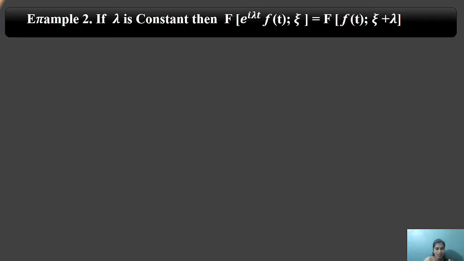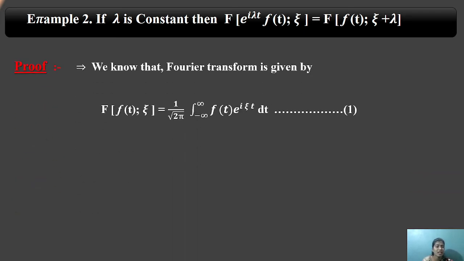Then the second example. If lambda is a constant, then the Fourier transform of e to the power i lambda t f(t), at xi, equals the Fourier transform of f(t), at xi plus lambda. This will be solved in the same process.